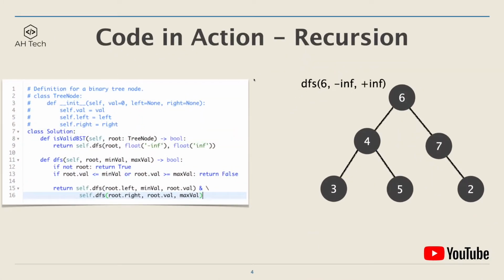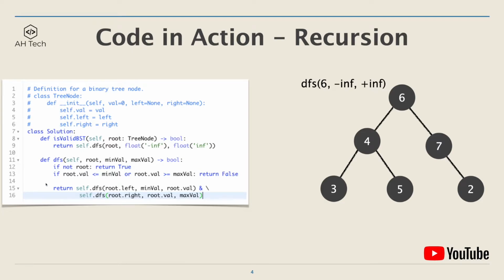Okay, first, let's look at the recursion approach. For recursion, we will define a separate DFS function, and it will take in 3 arguments: the node, the minimum, and the maximum value we have so far of the current node. And the base condition of the DFS function: if the root is null, then we will just return true.